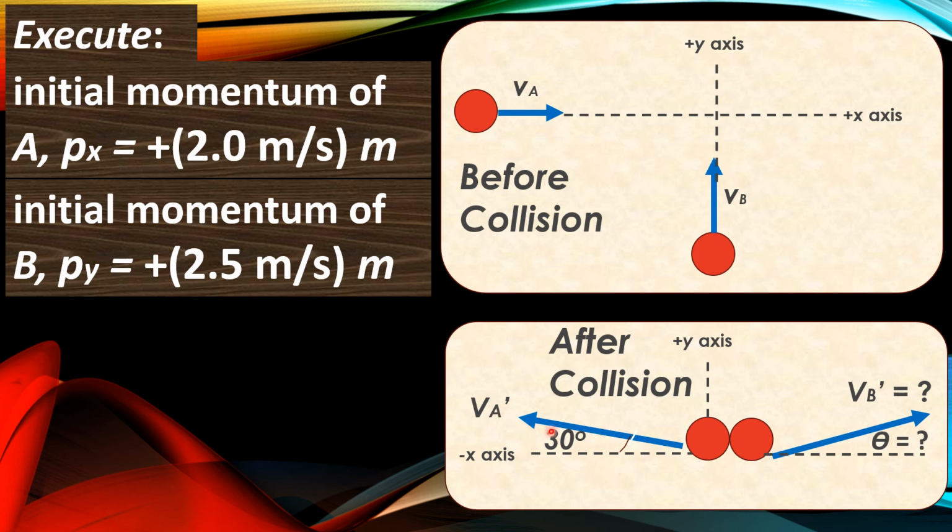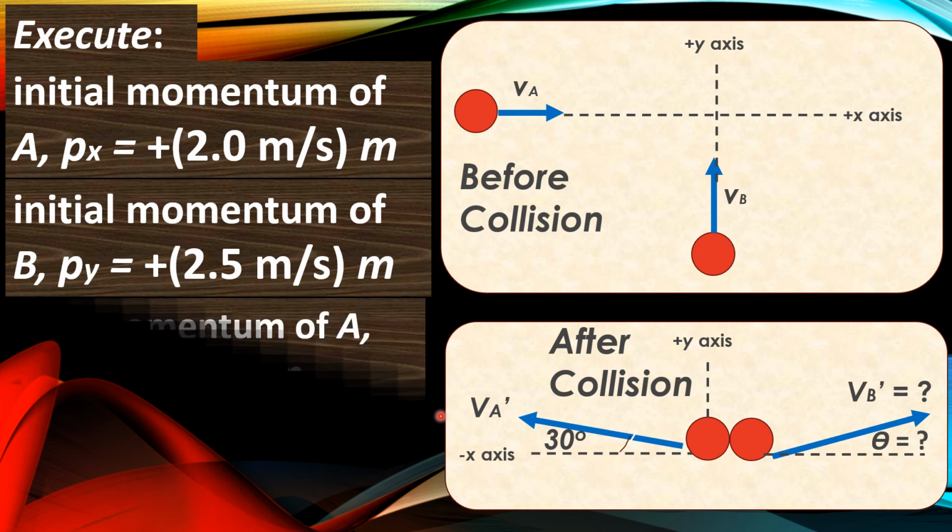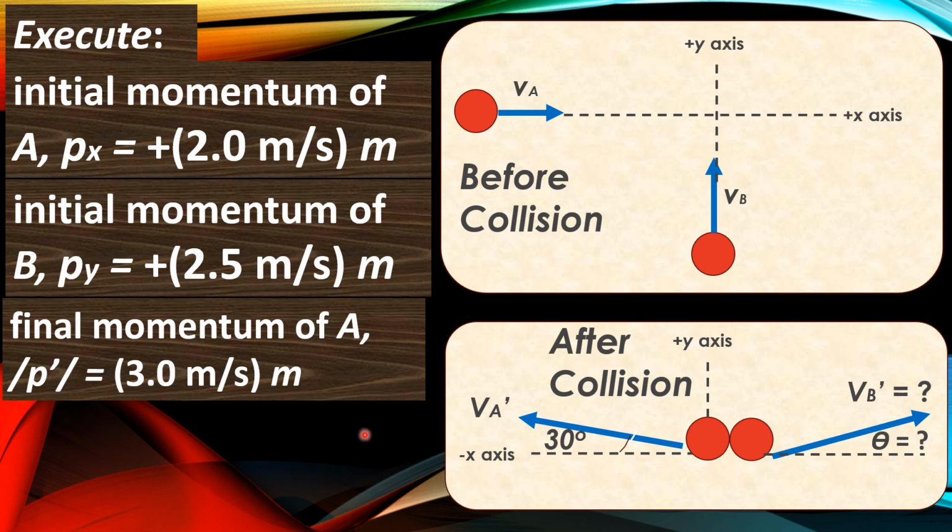Now, just after the collision, particle A has a momentum denoted by p prime. Its magnitude is equal to 3.0 meters per second times its mass, small letter m, and its direction, as shown in the diagram, is 30 degrees above the negative x-axis.